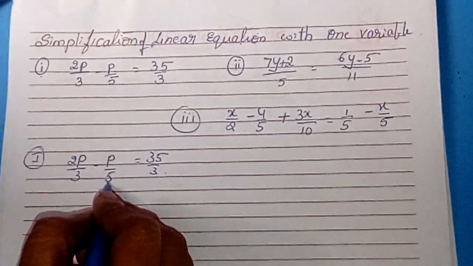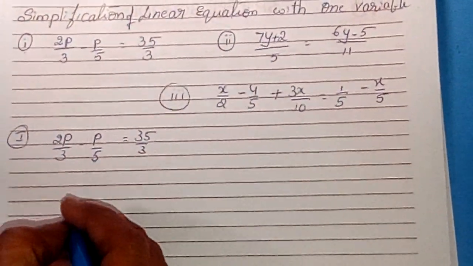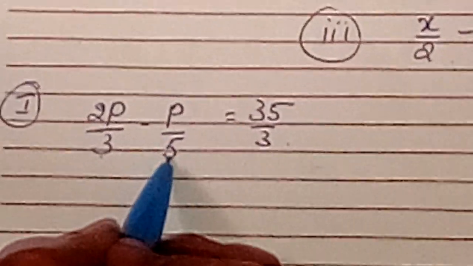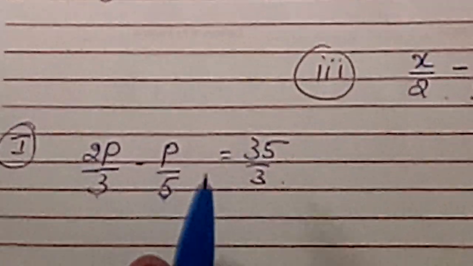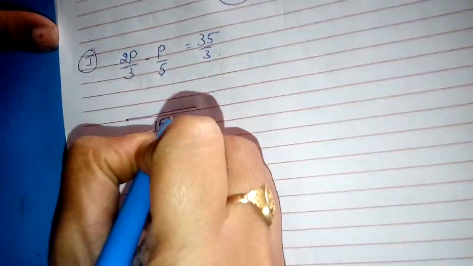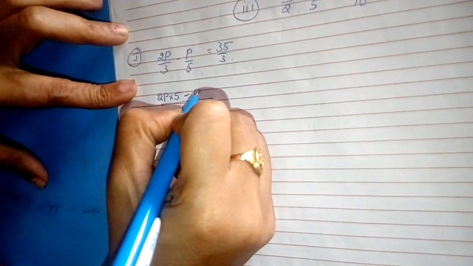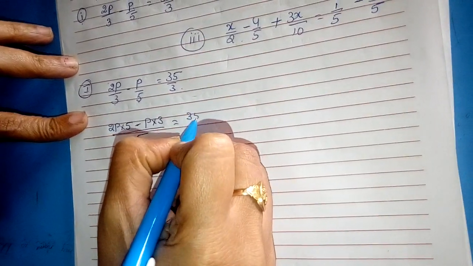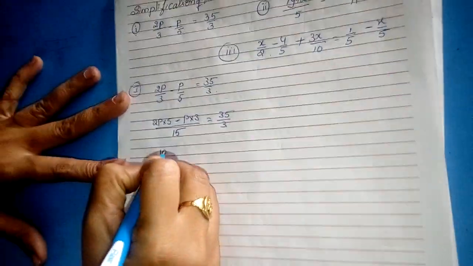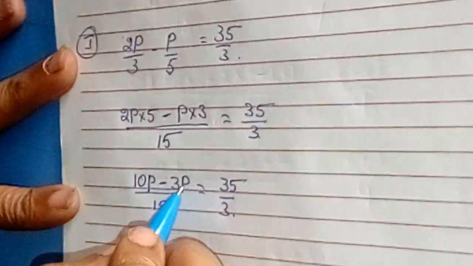Directly you have to take the product of these two numbers. 3 into 5 is equal to 15. So you multiply the numerator and denominator of this one with 5, and of this one with 3, to get the like denominators. Now we have to get 15. So the first term we multiply with 5, and the second term with 3. The right-hand side you keep the same number, no need to change it. 2p into 5 is 10p minus 3 into p is 3p, by 15, is equal to 35 by 3. Now 10p minus 3p.